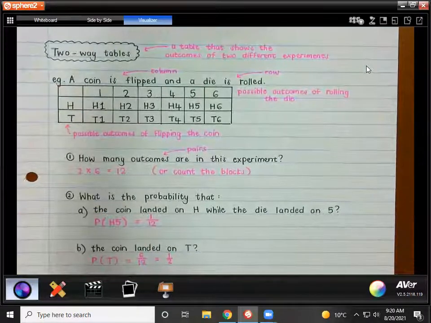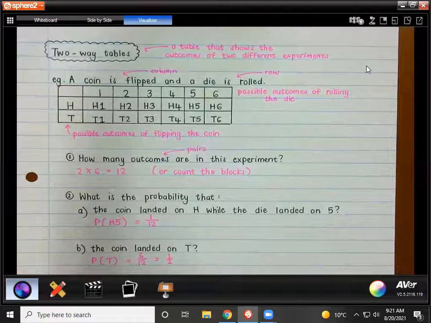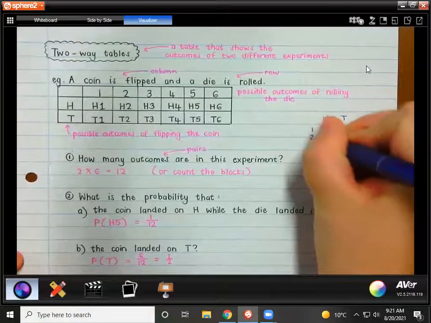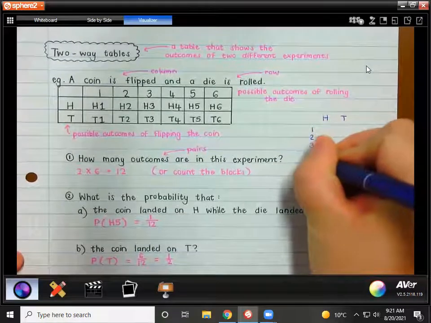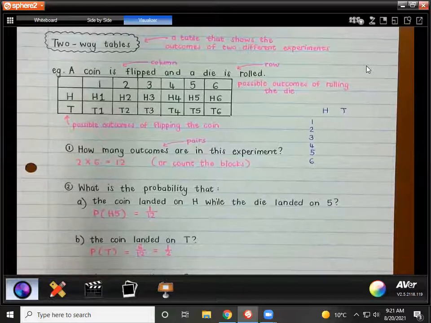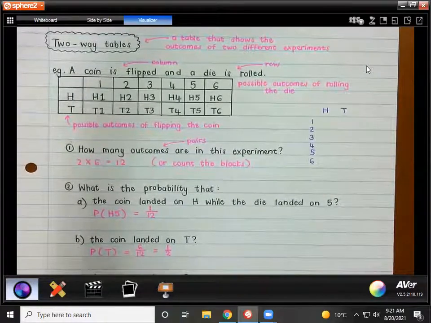Now guys, you could have done it the other way around. You could have put heads and tails at the top, and then done 1 to 6 all the way down. That also would have been fine. It doesn't matter how you set up your table. So I'm saying you could have done H, T, and then 1, 2, 3, 4, 5, 6, going down like that. That also would have worked. It just would have been long, but that's fine.